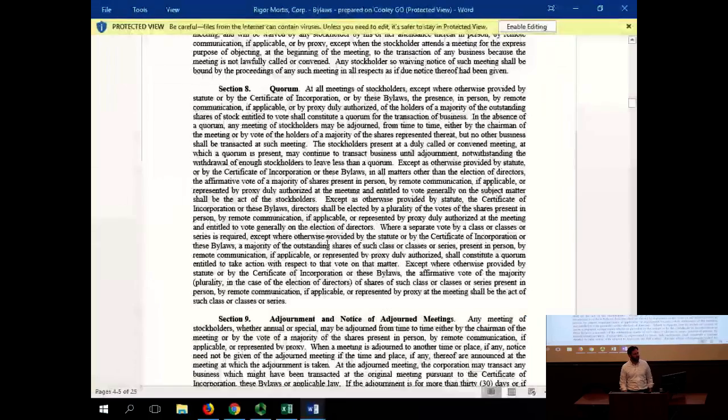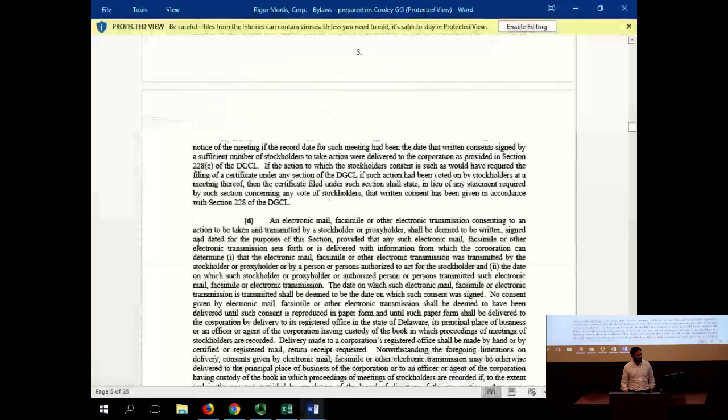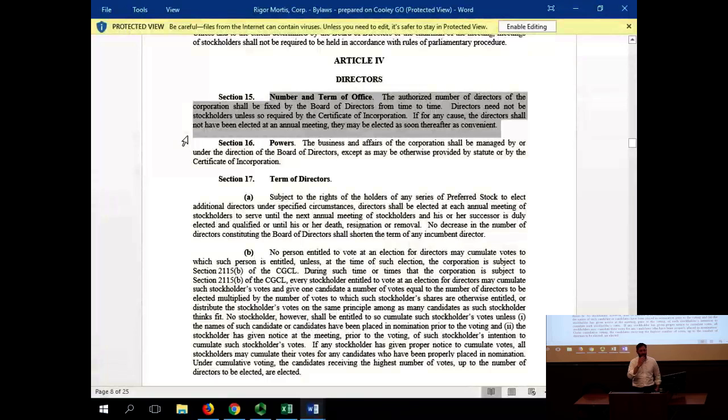Provisions about meetings and notice of meetings. Here's our stockholder quorum. Actions without meetings. Organization, directors, number of directors. And here we're even saying we're not going to set them here. It shall be fixed by the board from time to time.